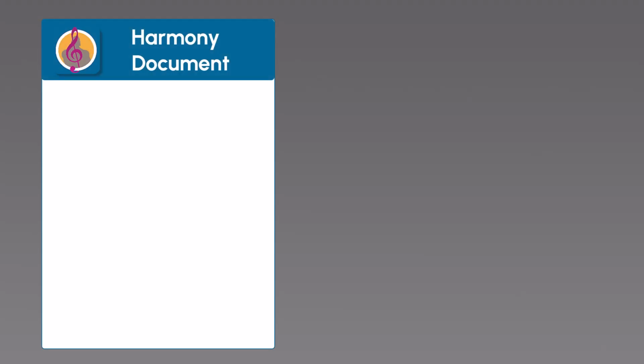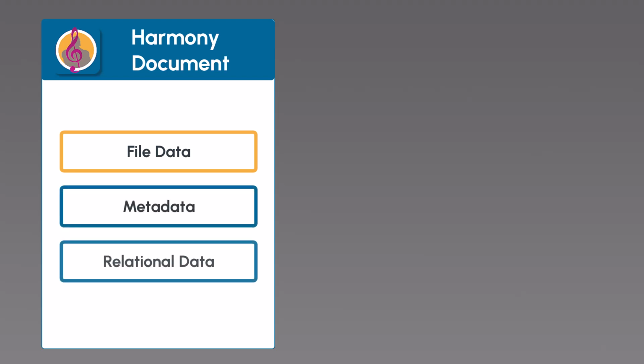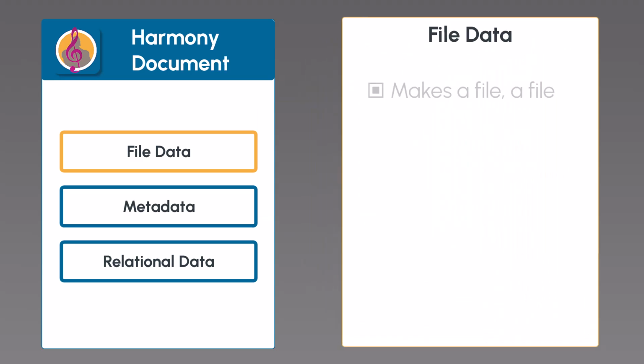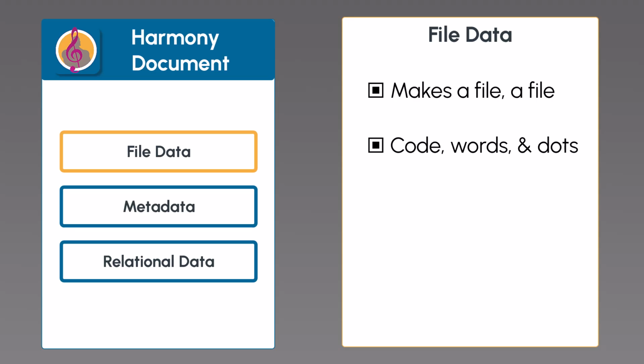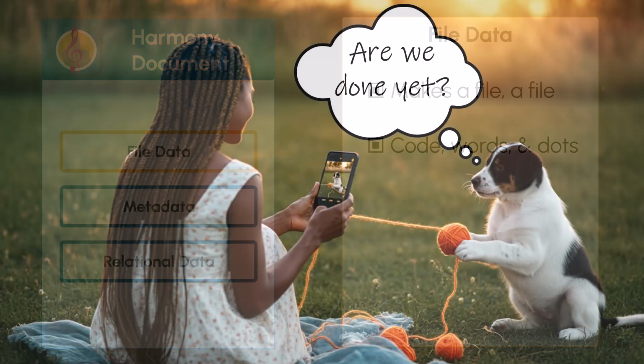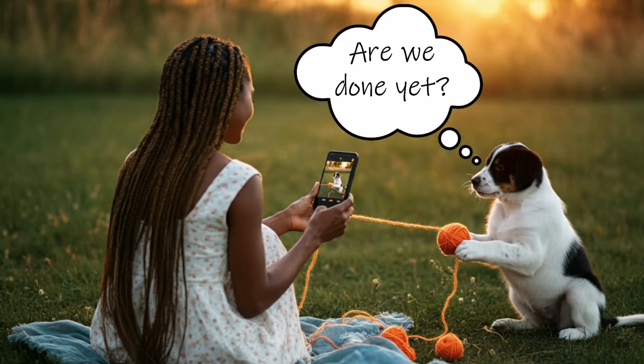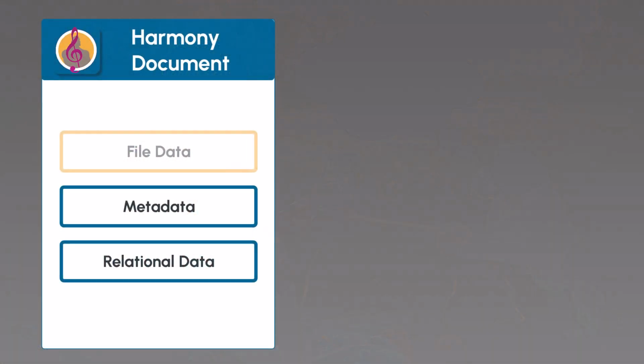First, it's worthwhile understanding the relational nature of Harmony's document management. In general terms, each document has three components: the file data, the metadata, and the relational data. File data is what you have even when you don't have a document management system. It's the code, words, and dots that make a document display on your device or printer. When you shoot a video of your puppy unwinding a ball of yarn and send that video to your cousin, you're sending the file data. A document management system gives you the other two parts, in a way that you can do something productive with.